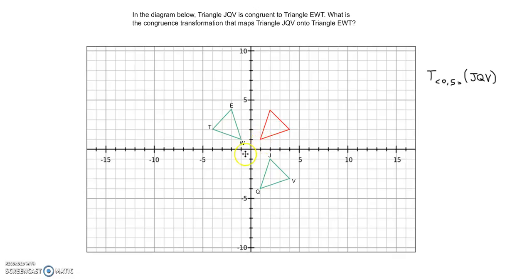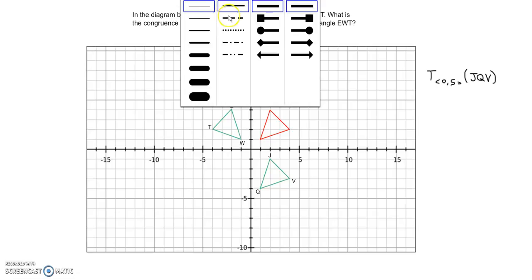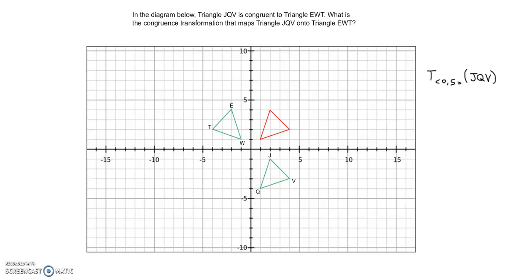Okay? Now from here, hopefully it should be obvious to you that to get this point Q onto the position of point W, and this point J to match up with point E, we would need to reflect this triangle across the x-axis, the y-axis, or x equals 0. And if you did that reflection out mathematically, you could see that you would map it out right there.